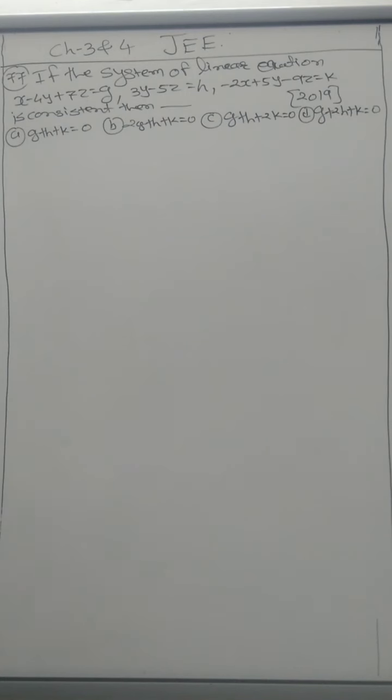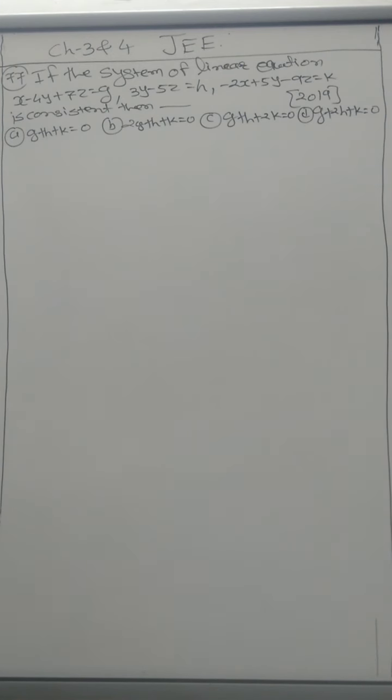Hello student, today we start JEE exercise sum number 77. If the system of linear equations x minus 4y plus 7z equal to g, 3y minus 5z equal to h, and minus 2x plus 5y minus 9z equal to k is consistent, meaning it has a solution, then which statement is true? It is a 2019 question.